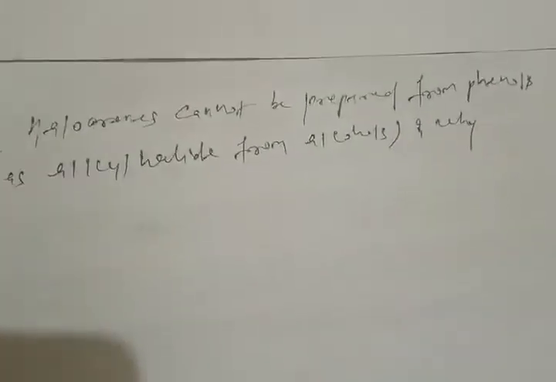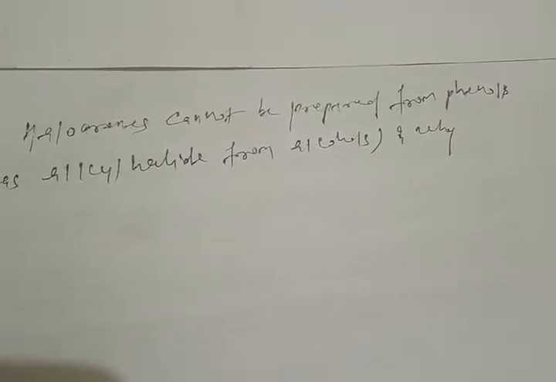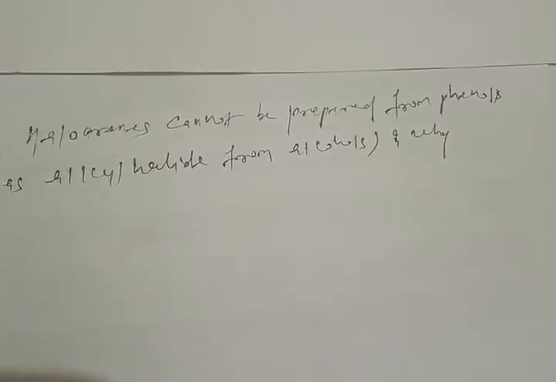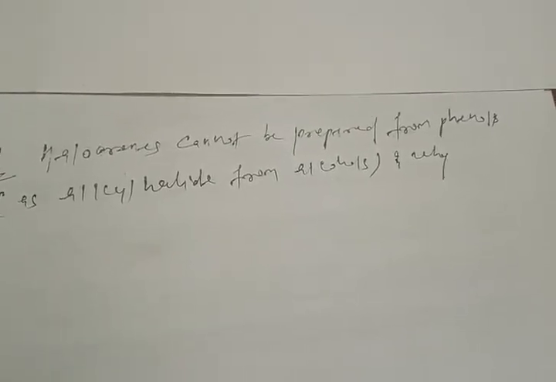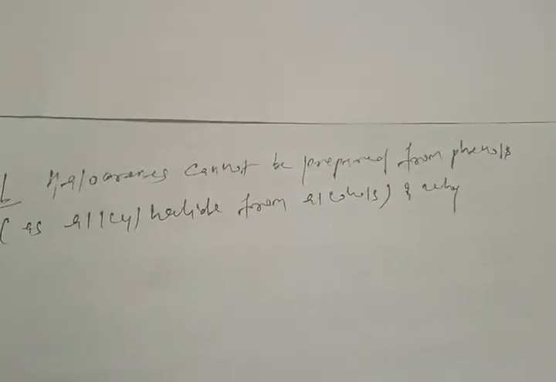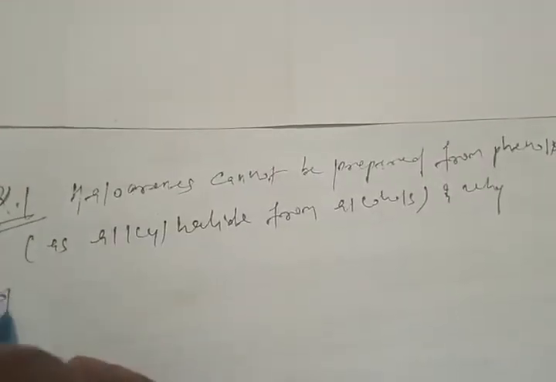So this was the question of lecture number 8, that haloarenes cannot be prepared from phenols, like alkyl halides from alcohols. Just like alkyl halides we can prepare from alcohols, but haloarenes cannot be prepared from phenols. So what is the reason for that? Let's start the solution.